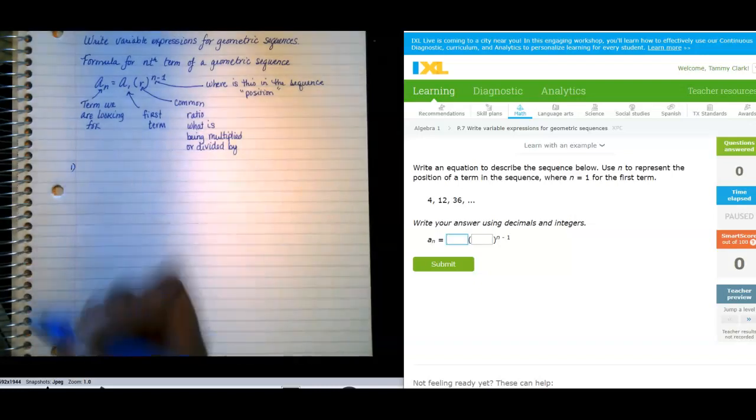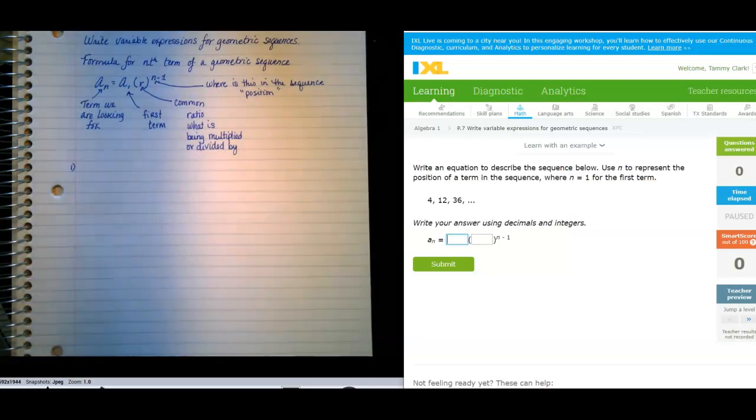So here we have: write an equation to describe the sequence below. Use n to represent the position of a term in the sequence, where n is equal to 1 for the first term. Now, remember the term is like your x. So it's what you put in versus these numbers are what you get out. So this is like your x, this is like your y, each one of these. So write your answer using the decimal and integers.